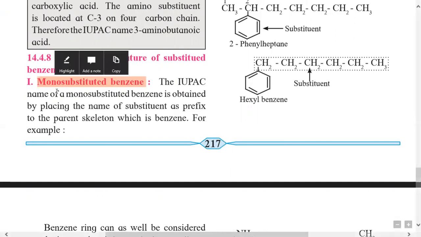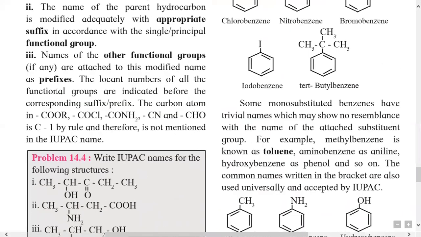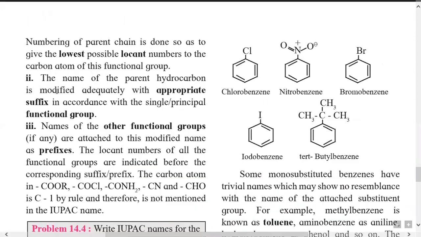So in this nomenclature, the substituent name is given before the name of benzene, that is, a prefix. For example, if a chlorine group is present in the benzene ring, then it is named chlorobenzene. If a nitro group is present in the benzene, then it is named nitrobenzene. If a bromine group is present, then it is called bromobenzene.